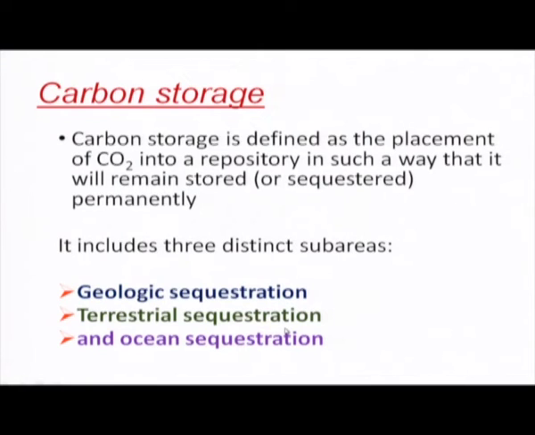But the best way of storing carbon dioxide is terrestrial sequestration. That is nothing but growing more trees that, through the natural process of photosynthesis, convert all our carbon dioxide into useful material.